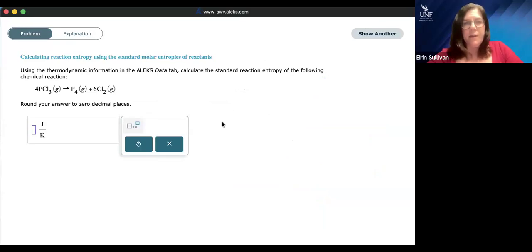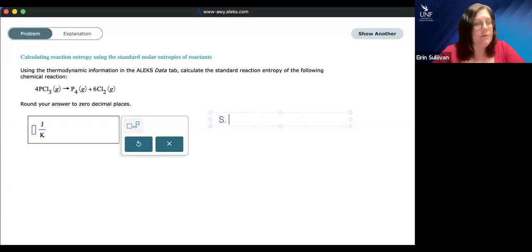Calculating reaction entropy using the standard molar entropies of reactants. Because entropy is a state function, we can define our entropy change for a reaction or process by summing the total standard entropy of our products and summing the standard entropy of our reactants, and subtracting reactants from products. Because remember, for a state function, any change is equal to the final state minus the initial state. For a chemical reaction, the final state is products and the initial state is reactants.